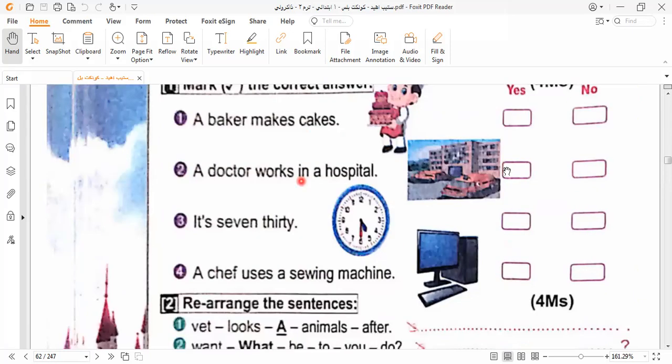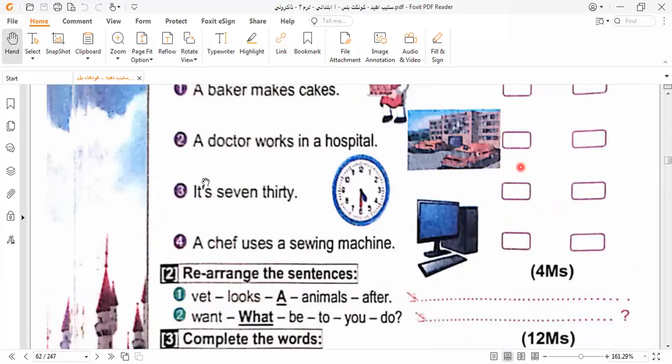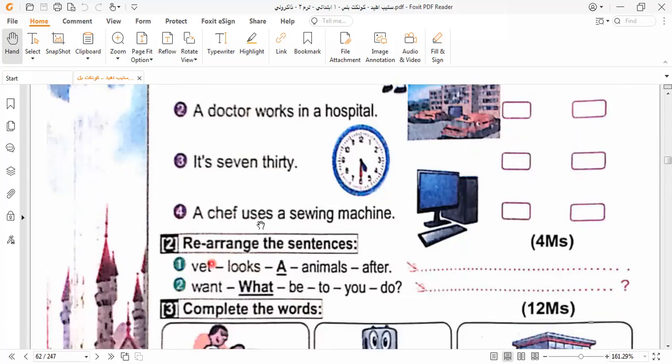A doctor works in a hospital. Yes, works in a hospital. It's 7:30. No, it's not 7:30. It's 5:30. So will it be correct or not? No, it's not correct. A chef uses a sewing machine. Can a chef use a sewing machine? Wrong. It's no.